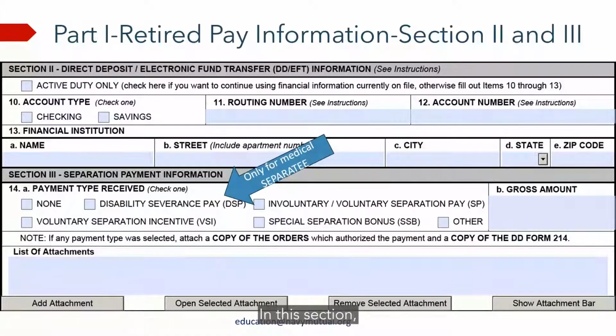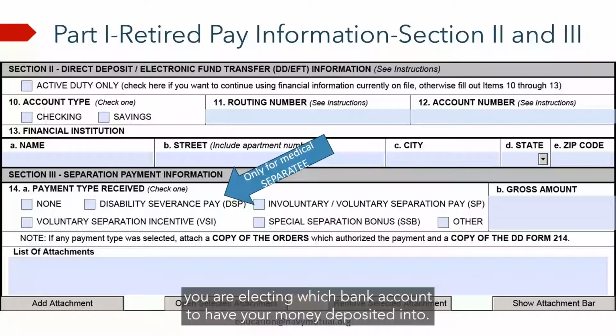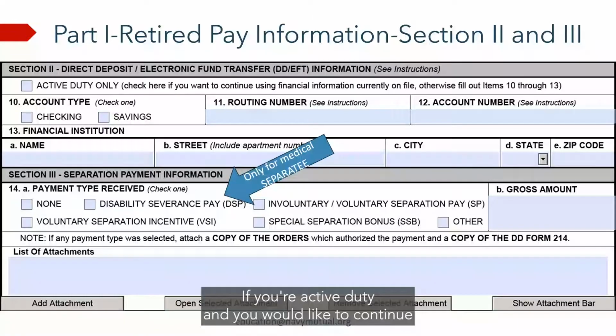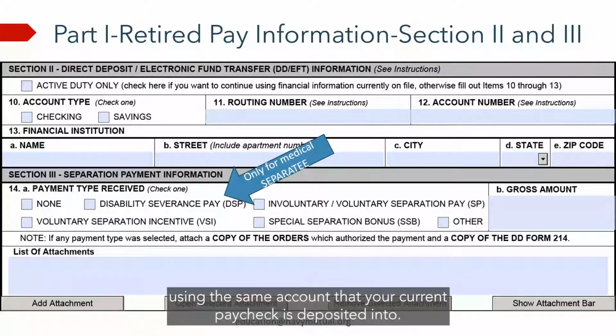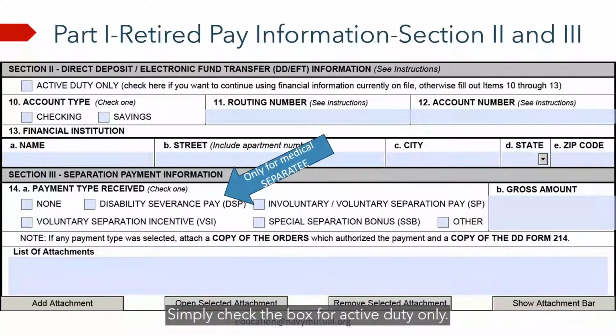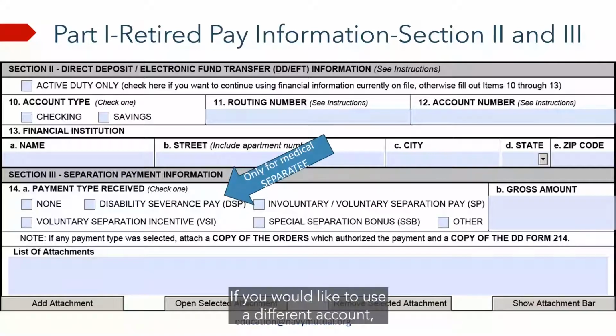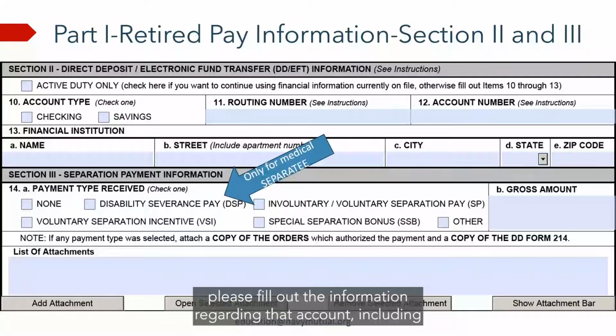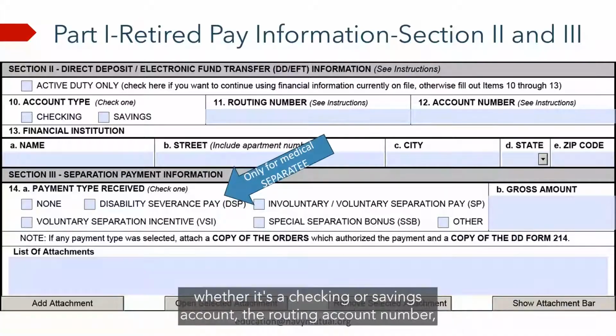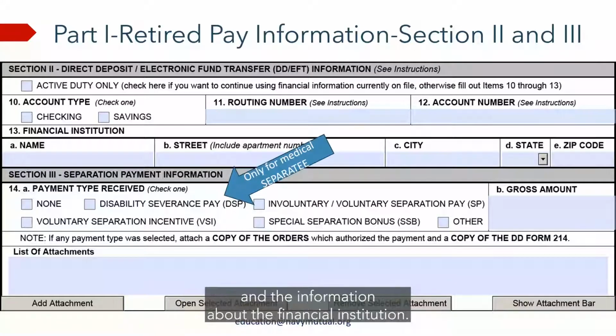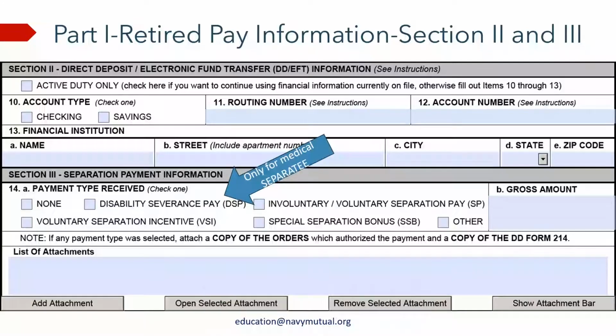In this section, you are electing which bank account to have your money deposited into. If you're active duty and you would like to continue using the same account that your current paycheck is deposited into, simply check the box for active duty only. If you would like to use a different account, please fill out the information regarding that account, including whether it's a checking or savings account, the routing account number, and the information about the financial institution.